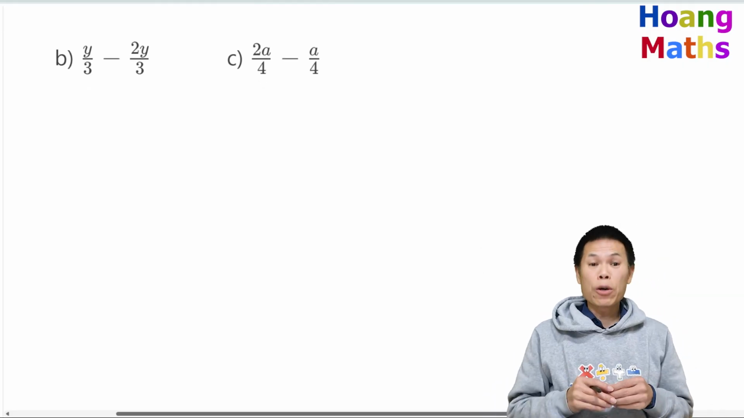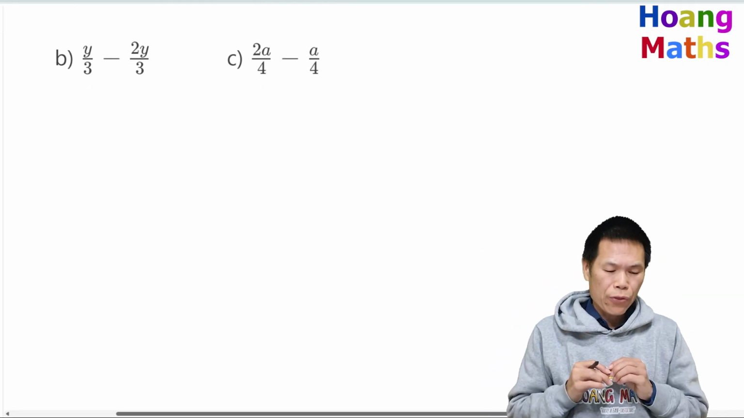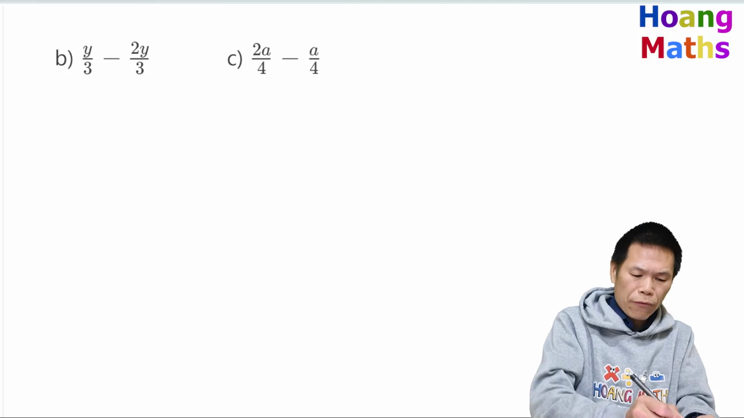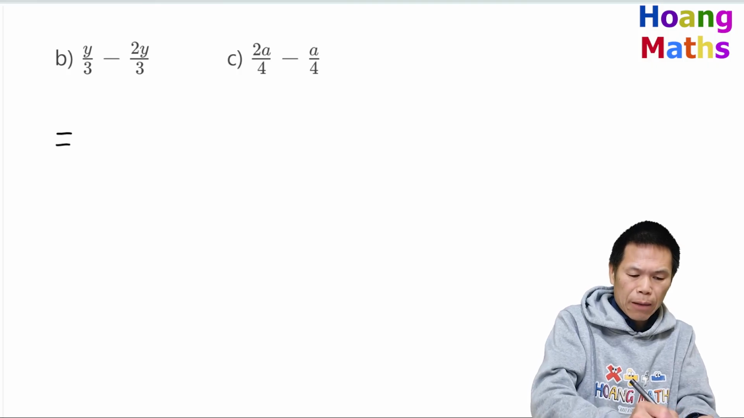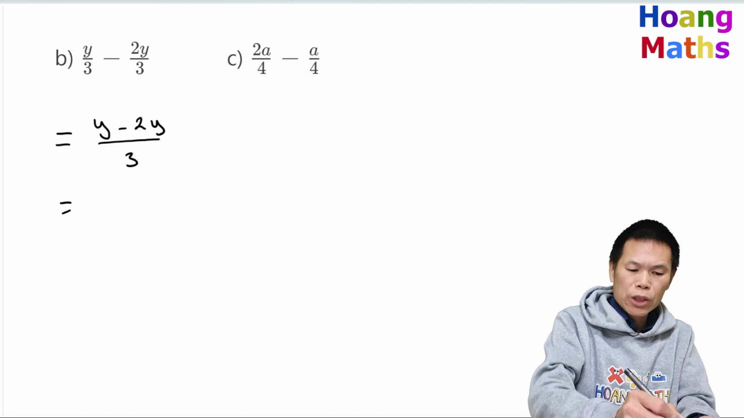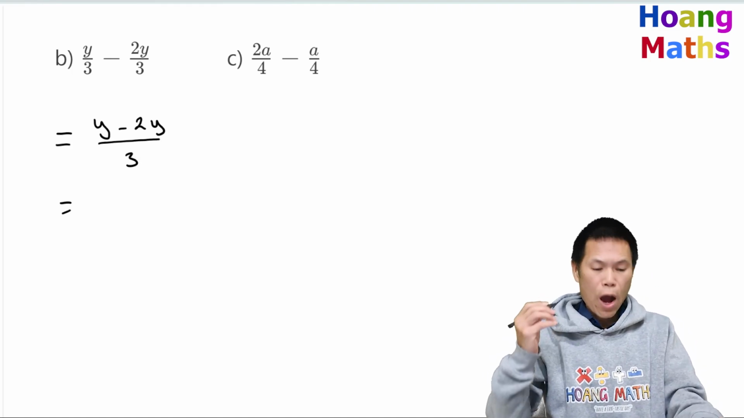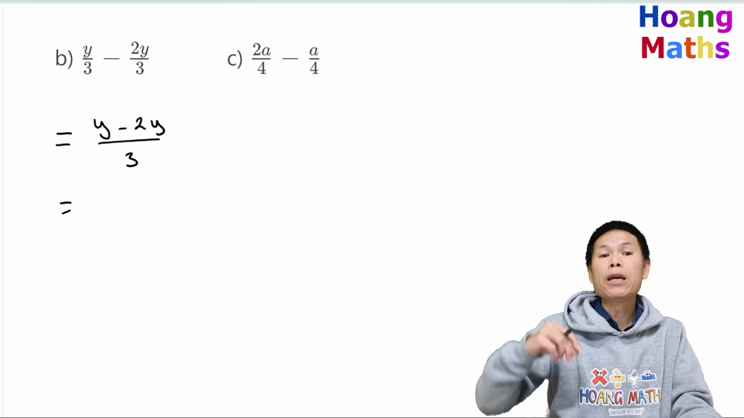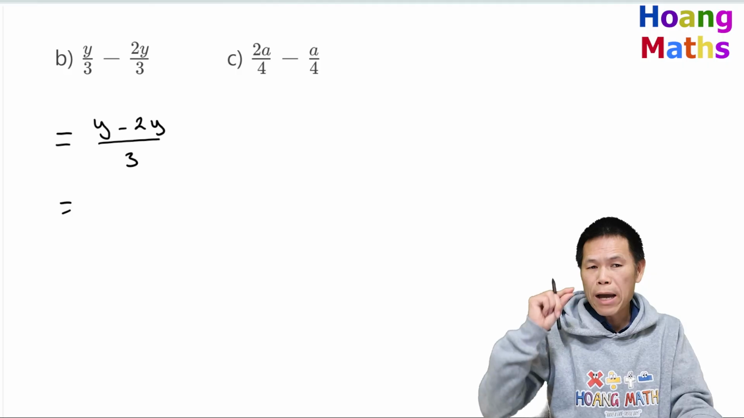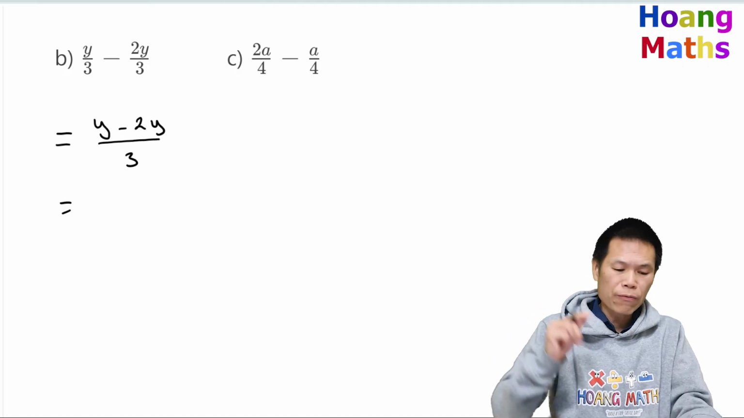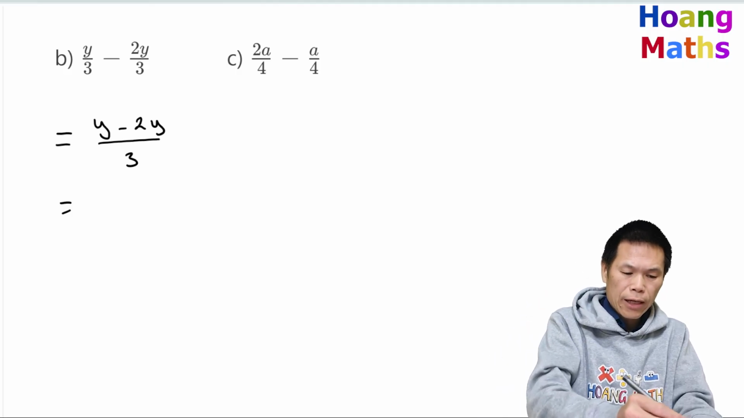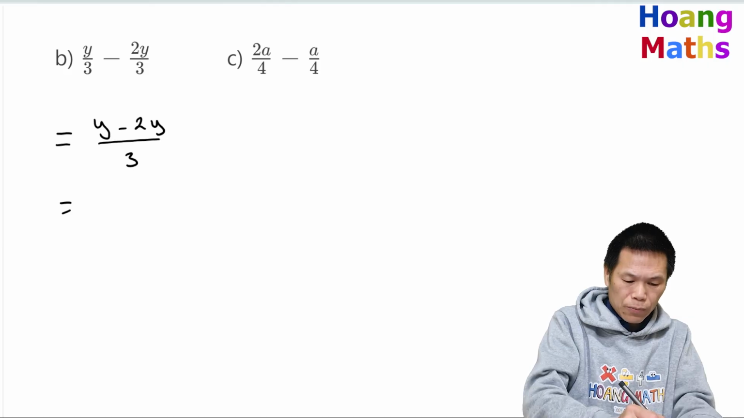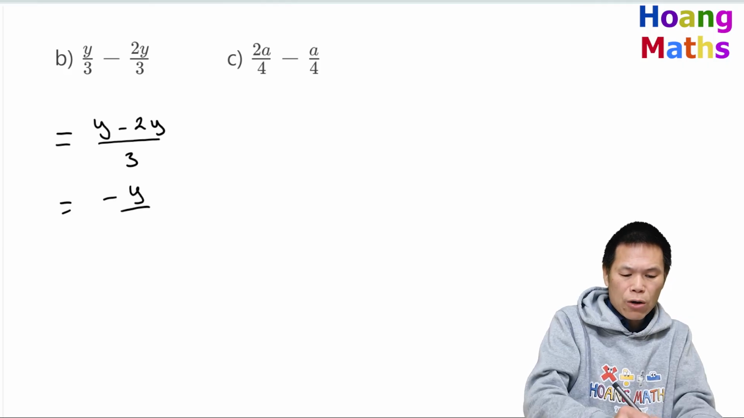Part B. The common denominator is the same. Both are 3. So now we just write it as one fraction, okay? So that becomes y minus 2y over 3. Now we just collect the like terms. So y take away 2y. So 1y minus 2y gives me minus 1y. Okay, 1 minus 2 is negative 1. So negative 1y. So that is negative y. So negative y over 3.